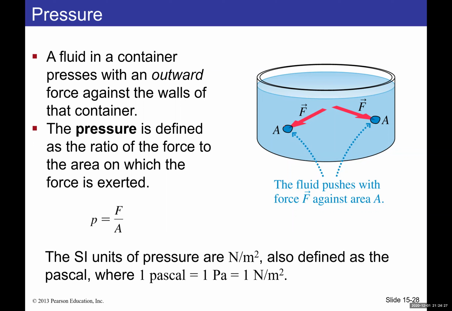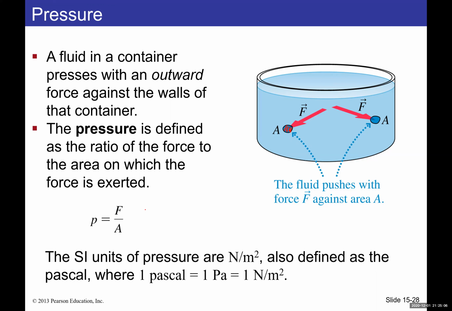So if we choose some area of interest like that, then we can look at what happens when those molecules move and collide with the container wall. They hit that area A with some force. And then we can define the pressure those water molecules exert at that area A as force per unit area. So the pressure is defined as the ratio of the force to the area on which the force is exerted. That means it's how much force is acting on that area A due to those collisions. So the pressure is force per area.